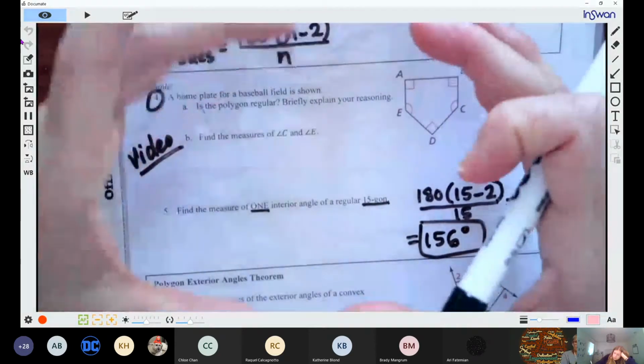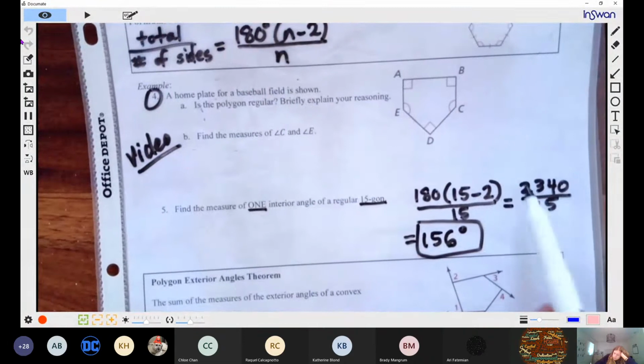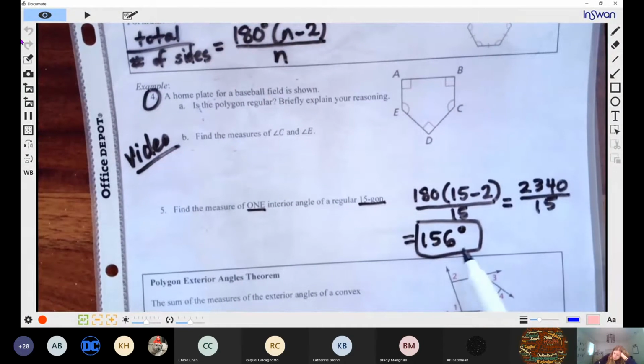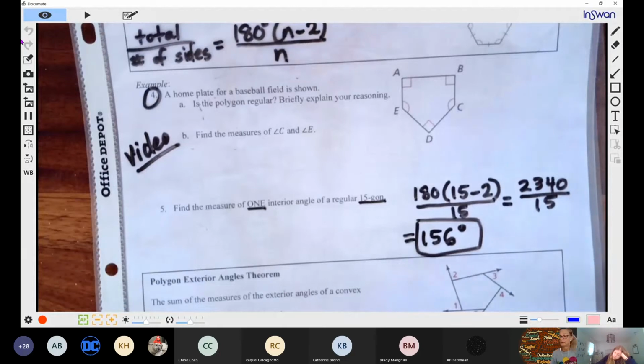So if I had something that had 15 sides and all the same angle, this is the total number of angles, and then this gives me just one angle. That's it. That's all there is to it. Again, I'm pausing to ask for questions. Nobody has any questions.